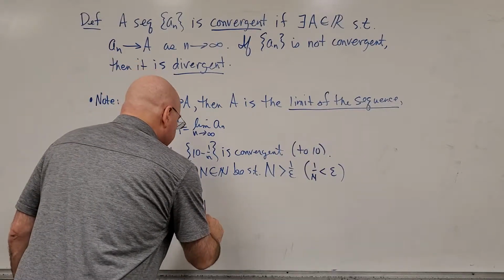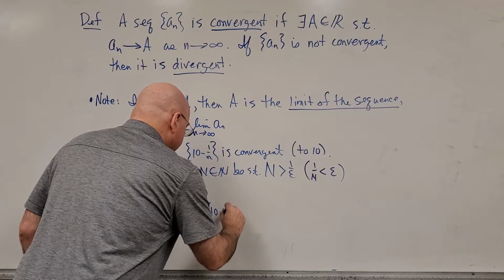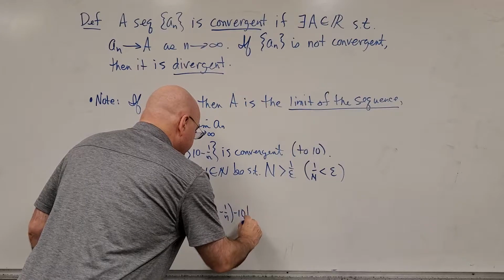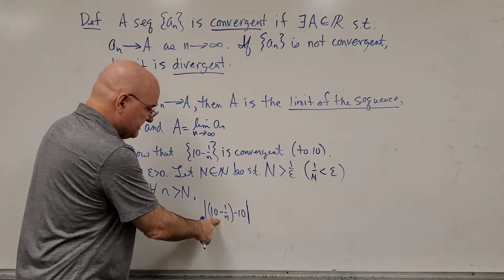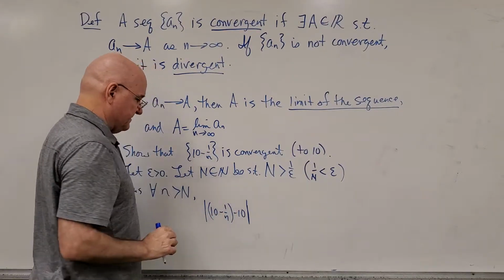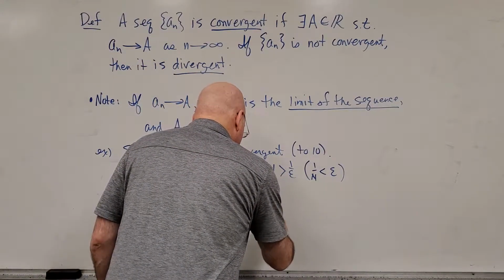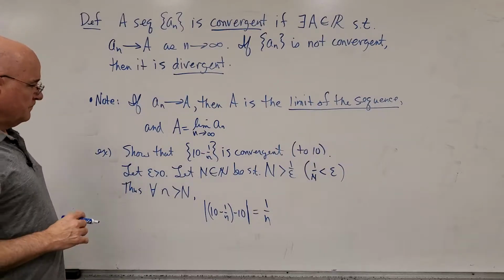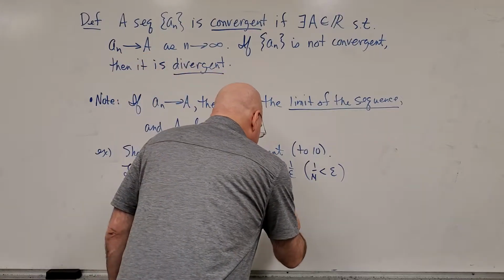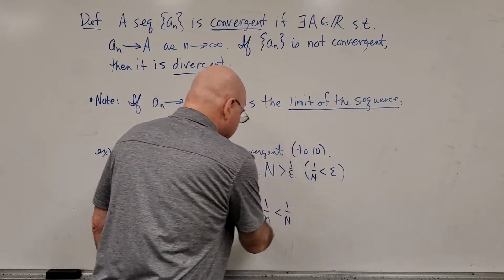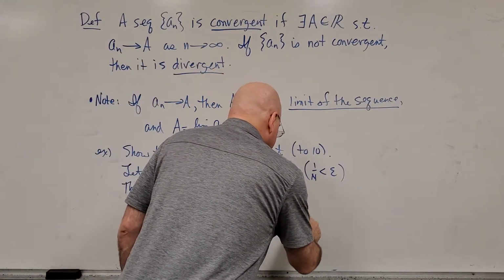Okay, thus, for all n greater than capital N, what do we have? Well, we have the absolute value of 10 minus 1 over n minus 10. Remember, that's what I have to prove is less than epsilon: the term of the sequence minus the limit. What does that equal? That is equal to 1 over n, right? Because it's in absolute values. And that's less than 1 over capital N, because little n is a bigger number than capital N, and they're in the denominator. And that's less than epsilon. And we're done with the proof.